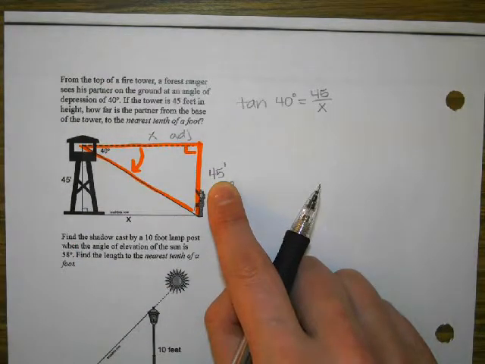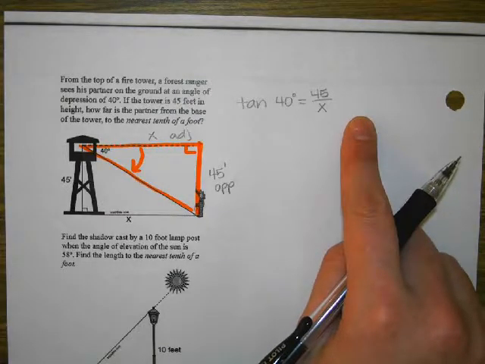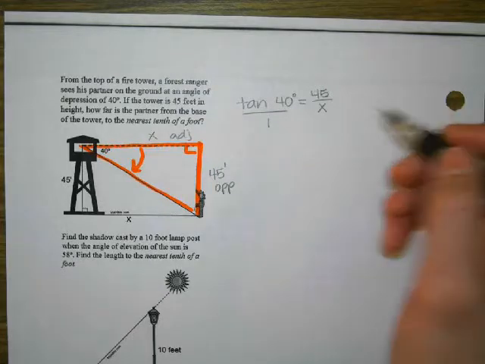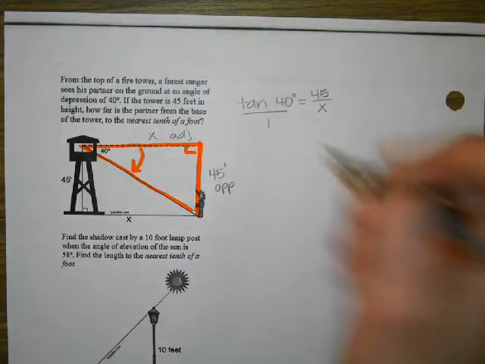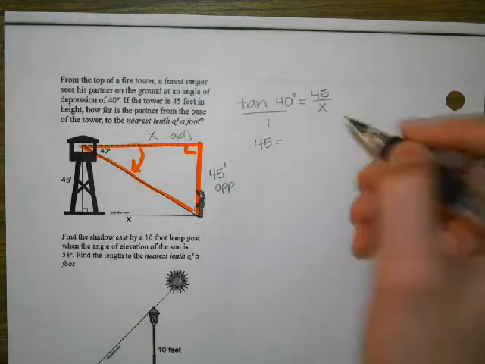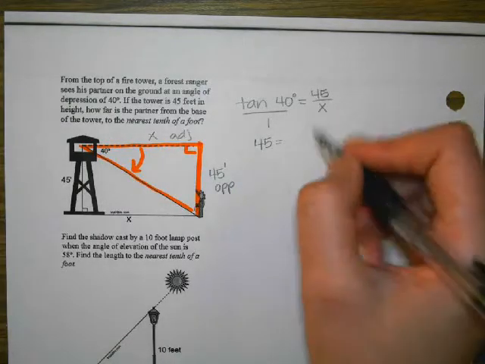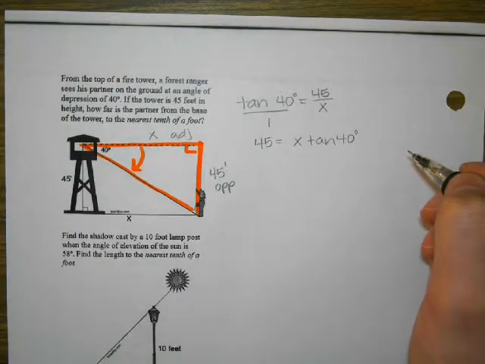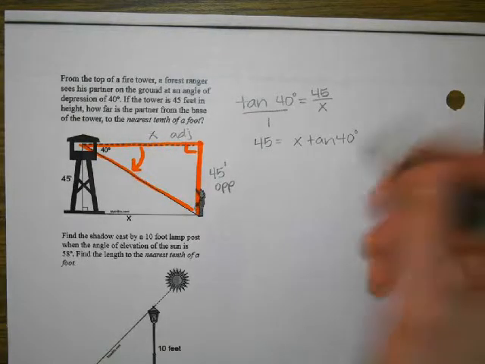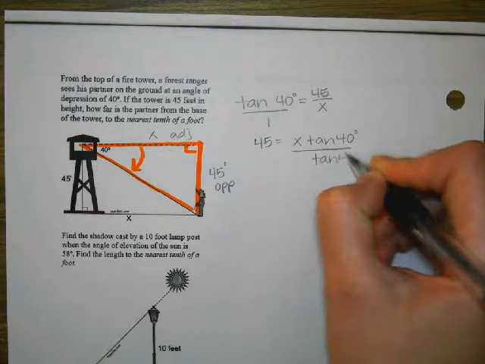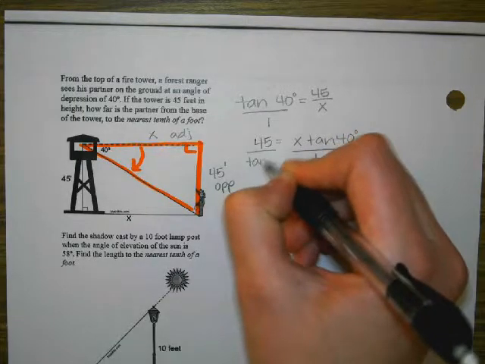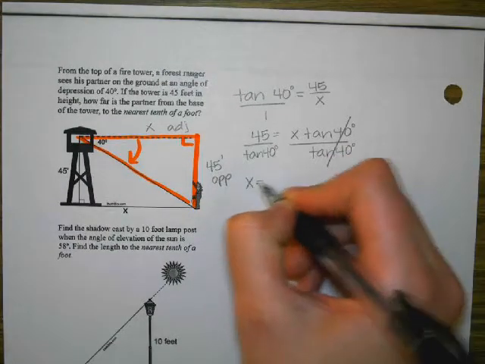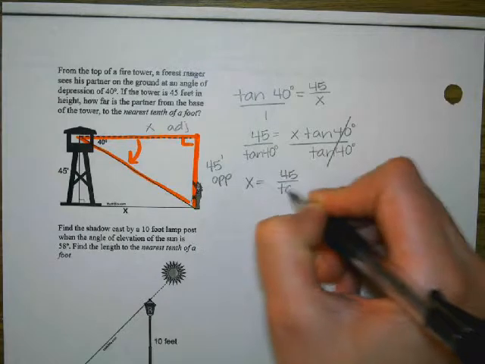So how do I solve this when that x is in a spot that's difficult to get to? Yeah, I'm going to cross multiply. You're not wrong. That's one way to do it. Okay, so if we cross multiply, what do we get? X tan 40 equals 45. So x tan 40. How do we get x alone? Divide by tan 40. So our exact answer is 45 over tan 40.